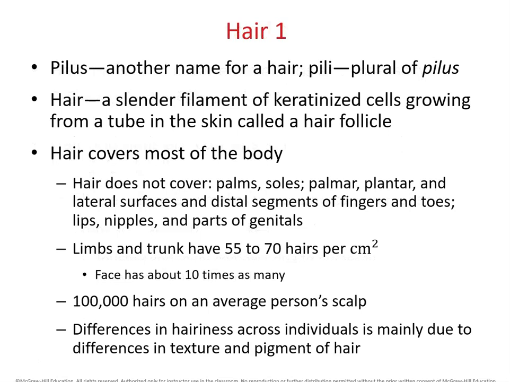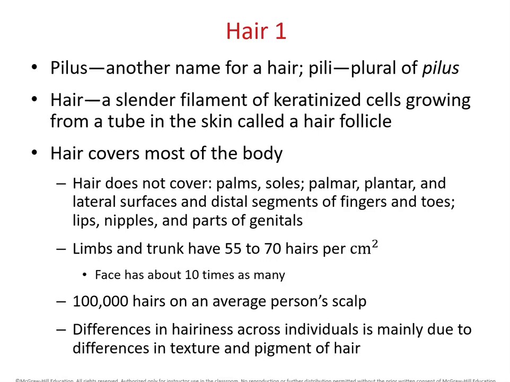The technical name for a hair is a pilus, and if we were to use the plural of that word, we would say pili. Like we talked about, hair is a slender filament of keratinized cells. It grows in a tube from the hair follicle. Most of our bodies are covered in hair.